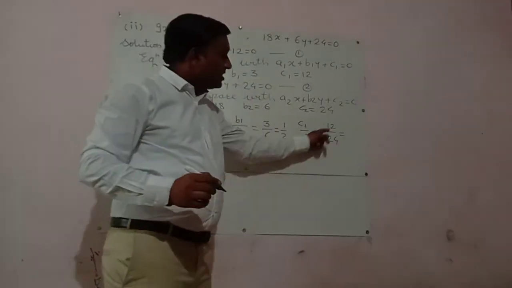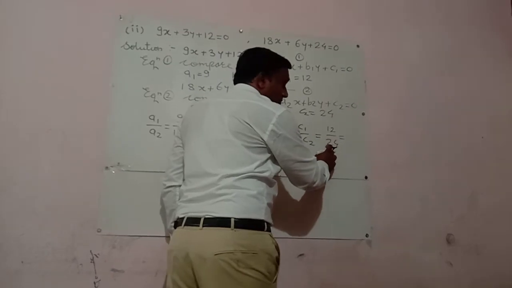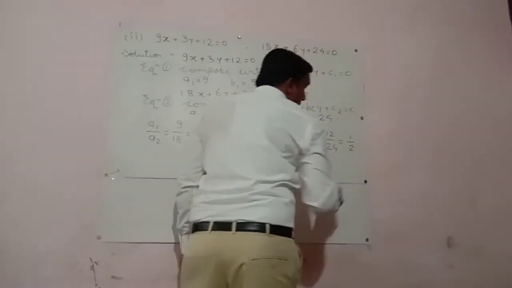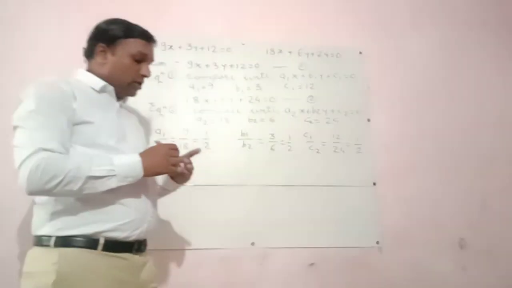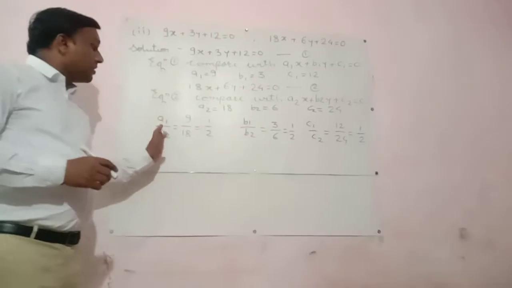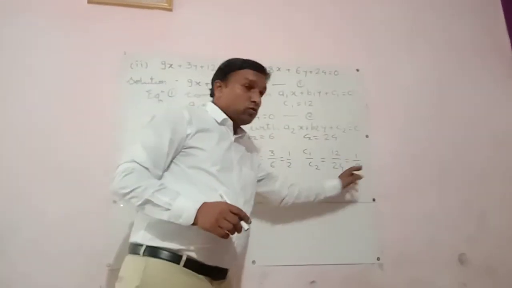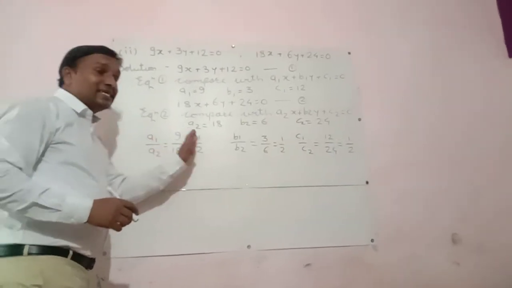Now we see the ratio c1 upon c2 equal to 12 upon 24. So now we simplify this ratio. 12 1s are 12 and 12 2s are 24. So we reduce it to the form of 1 by 2. All the ratios reduce to 1 by 2, 1 by 2 and 1 by 2. So here we observe that all the ratios are similar.